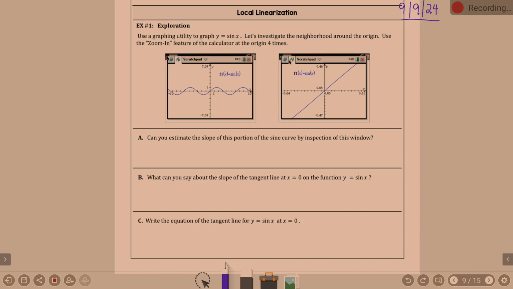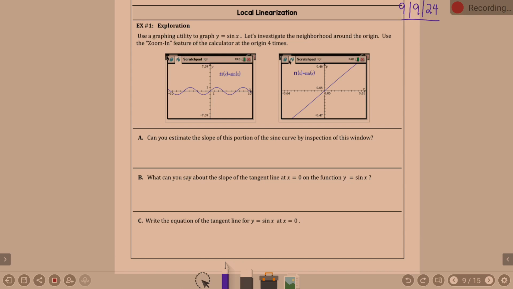So sine x. You guys know what sine looks like, right? So they're asking us to graph sine x. We're going to investigate the neighborhood around the origin. Use the zoom in feature of the calculator at the origin. It says 4 times. If I go to zoom and I do zoom in, it doesn't zoom in immediately, right? It's asking me where I want to zoom in at. So just leave your cursor at the origin and hit enter.